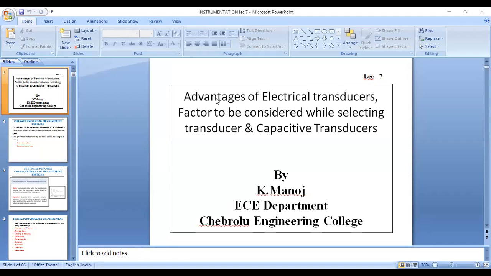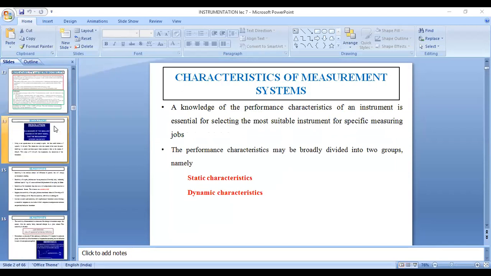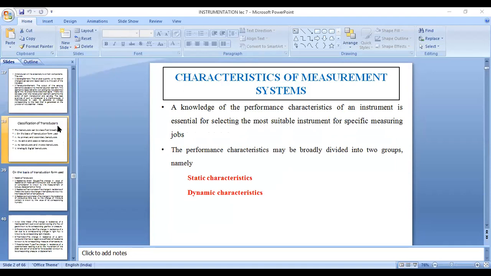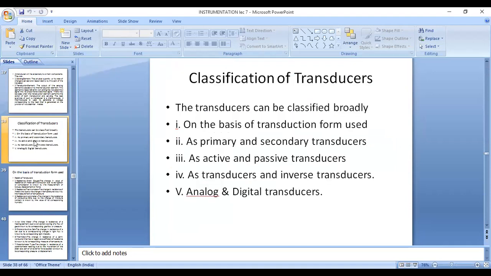Today's topic is advantages of electrical transducers, factors to be considered while selecting a transducer, and capacitive transducers. In yesterday's class, we saw the classification of transducers.